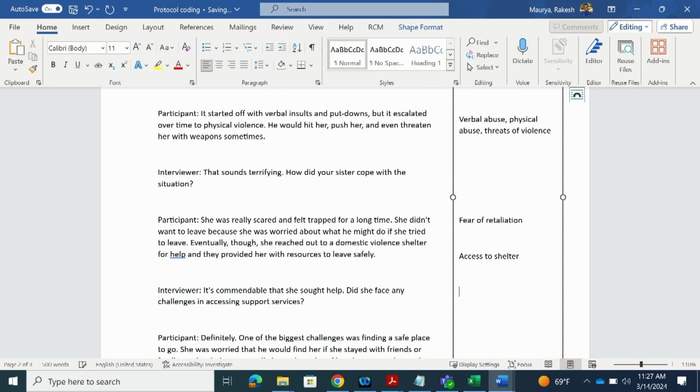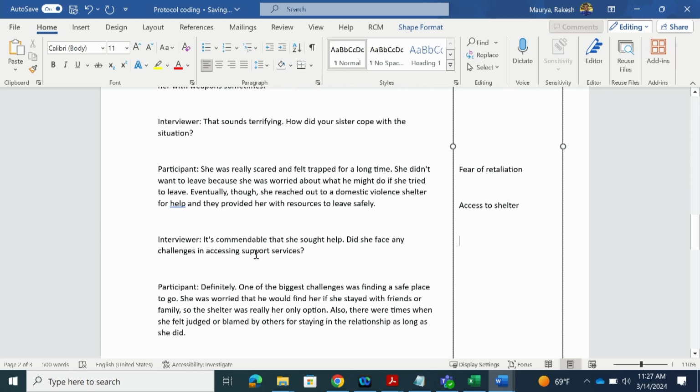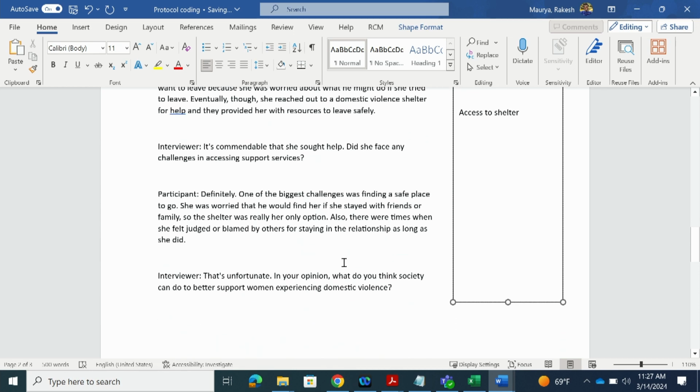Let's keep moving. Interviewer: It is commendable that she sought help. Did she face any challenges in accessing support services? Participant: Definitely. One of the biggest challenges was finding a safe place to go. She was worried that he would find her if she stayed with friends or family. So the shelter was really her only option. Also, there were times when she felt judged or blamed by others for staying in the relationship as long as she did.